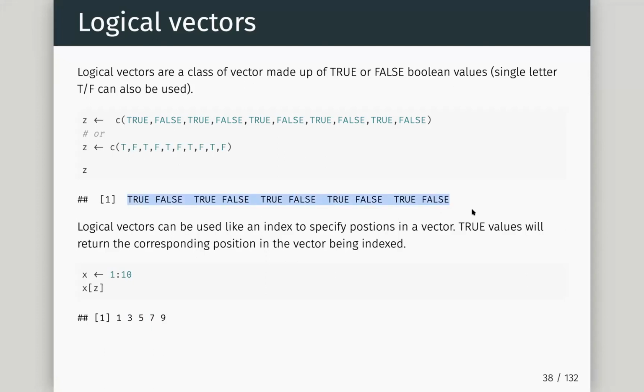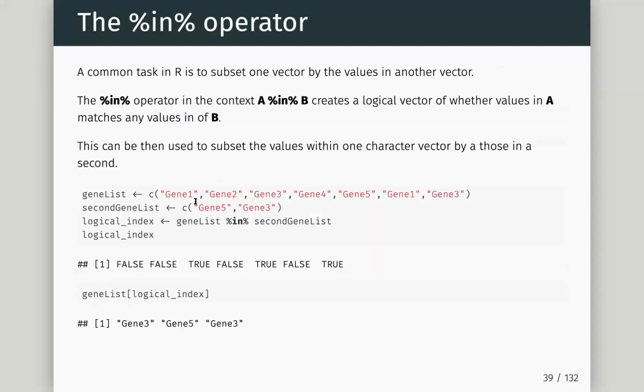So once we've generated this logical vector, true, false, it's actually very useful then to subset our longer vectors into just those ones which were of interest, true or false. A common task in R is to subset one vector by the values in another vector. So I just want to keep the values which were overlapped.